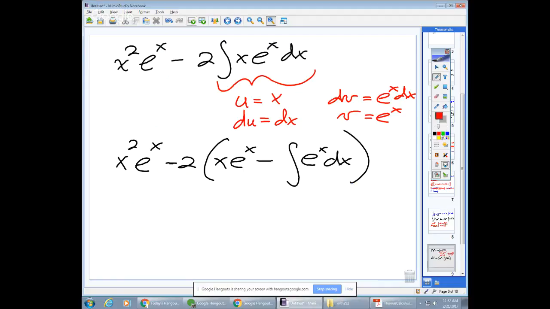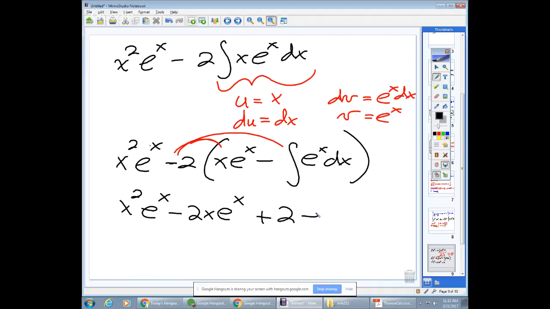And now I can find that last antiderivative. I'm going to have to distribute this -2 through, right? So let's see, help me out here. We have x squared e to the x minus 2x e to the x. Negative times a negative is a plus. Antiderivative of e to the x is just e to the x, all of a plus 2 times e to the x. And then plus a constant, because we don't have integration bounds, because this could be shifted up or down.